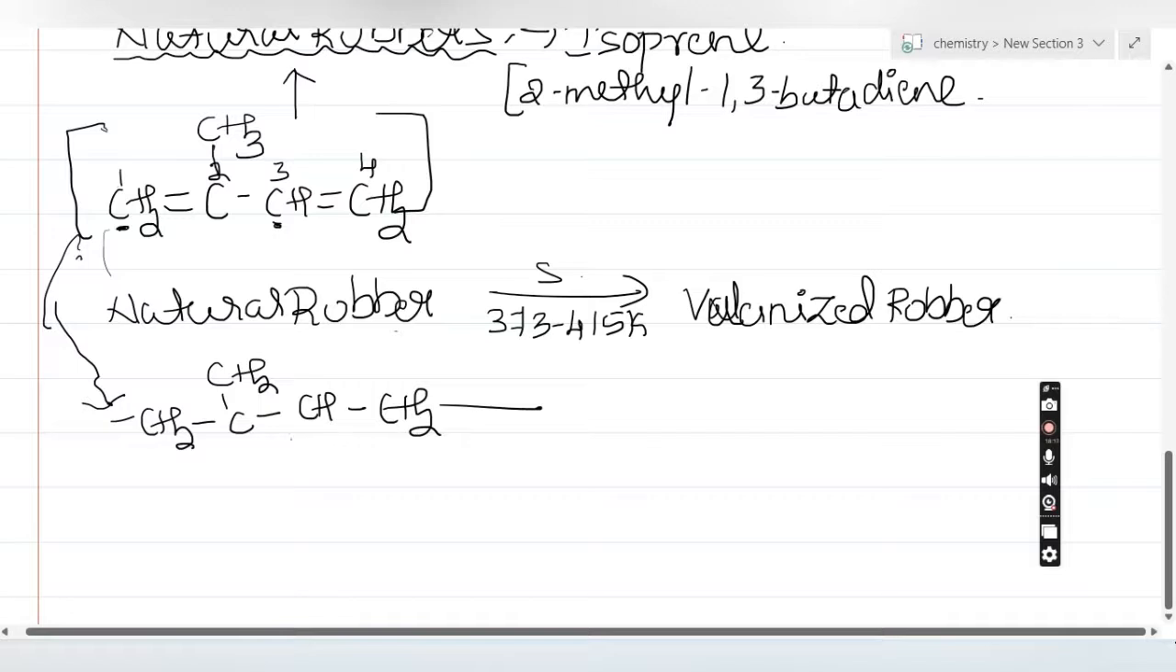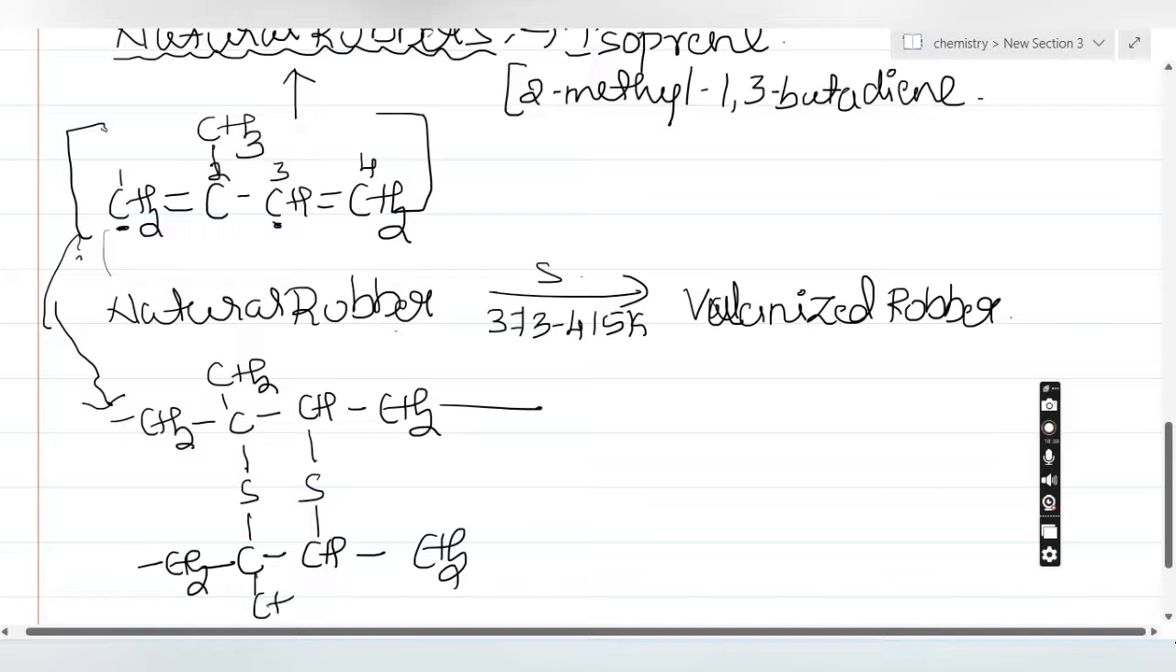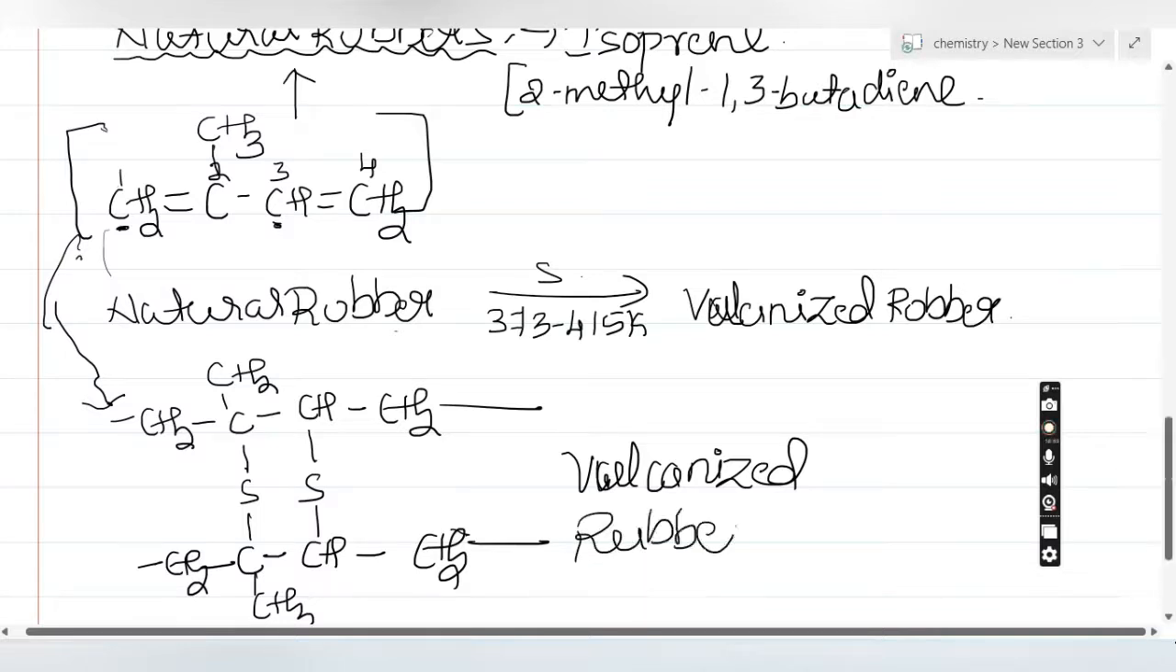So here the double bond was at this carbon, there sulfur will come. And at this carbon also there was a double bond, here also sulfur comes. And this is again connected to the same structure down below. I write here CH2, and here comes C, here comes CH, here comes CH2. At the bottom, as usual, what will be present, student? CH3. So this is the partial structure of vulcanized rubber. So this is how rubber is made into vulcanized rubber.